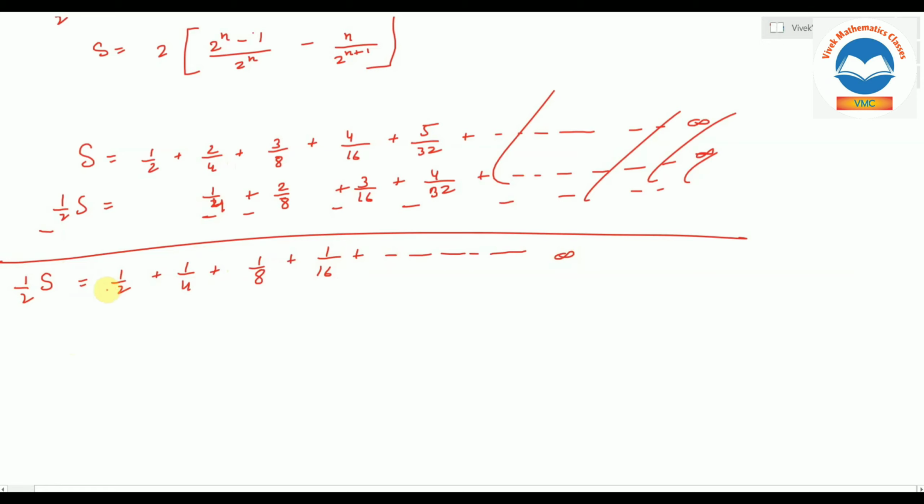Next, this is a sum of an infinite GP. Here what is the A value? 1/2. R also is 1/2. So this 1/2 S we can write as A by (1 - r). A is what? 1/2 divided by (1 - 1/2). So this also will be 1/2 only. So this one cancels out. So what will be our S value? S will be 2. The sum of infinite terms will be 2. That's all.